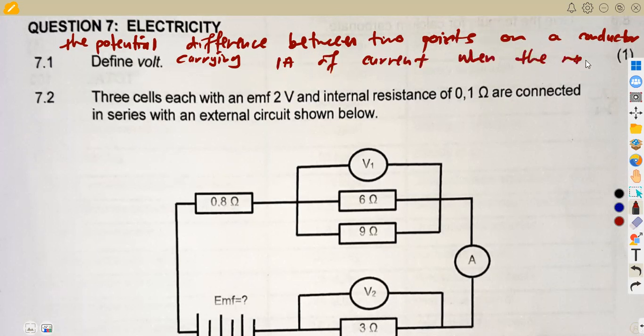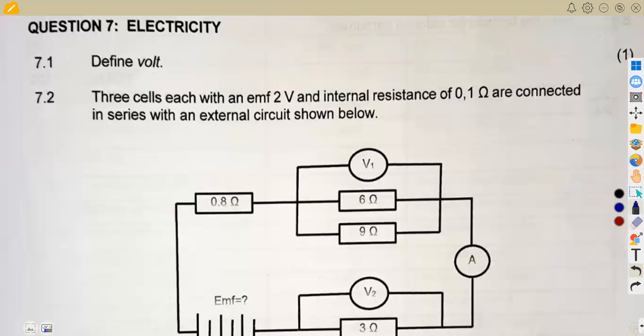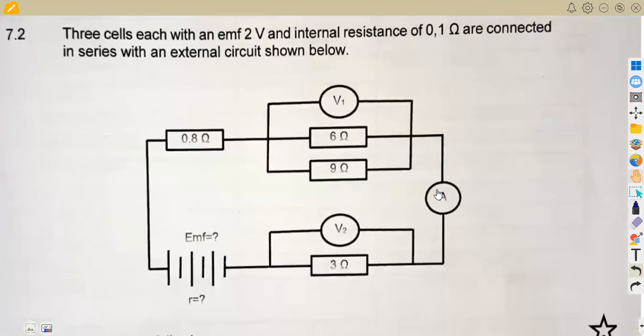When the resistance of the conductor, I was referring to the conductor in this case, the resistance of the conductor is 1 ohm. So that's the definition of a volt, which is simply current times the resistance. To have 1 volt, must have 1 amp and 1 ohm. That is to define a volt in this case. All right. So that was our question. 1 mark. Just know your theory, and know your theory very much.